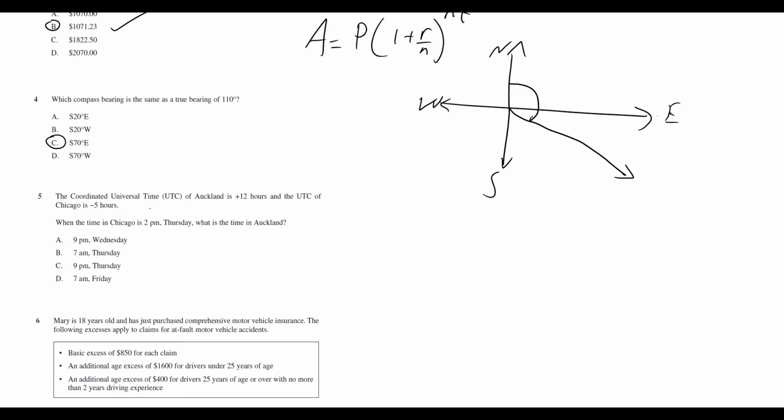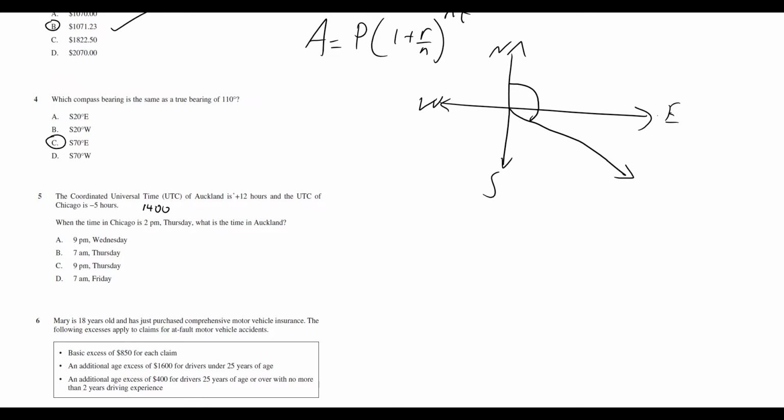Okay, part 5. The coordinated universal time of Auckland is plus 12 hours, and the coordinated universal time of Chicago is minus 5 hours. So when the time in Chicago is 2 p.m. Thursday, what is the time in Auckland? First of all, what I'd recommend doing generally for these types of questions is always start thinking in 24-hour time. So if it's 2 p.m. in Chicago, that means it's going to be 1400.